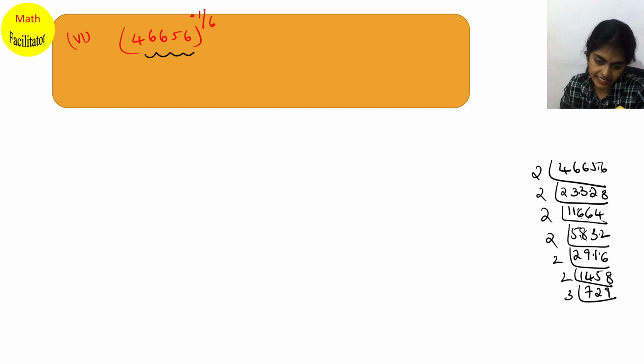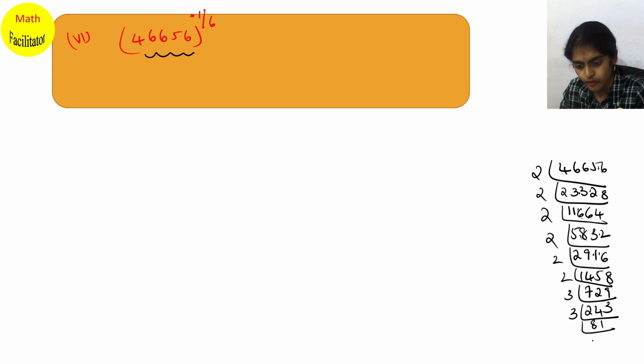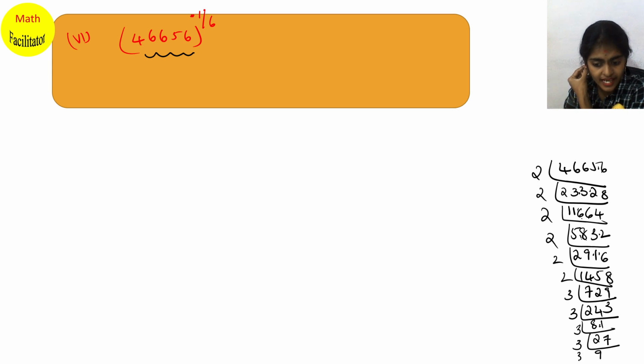Now you can take 3. So 3 2s are 6, 3 4s are 12, 3 3s are 9. Again you can take 3, 3 8s are 24, 3 1s are 3. Again one more 3, 3 2s are 6, 3 7s are 27. Again you can take 3, 3 9s are 27. Again one more 3, 3 3s are 9. So one more 3 you will have finally here.